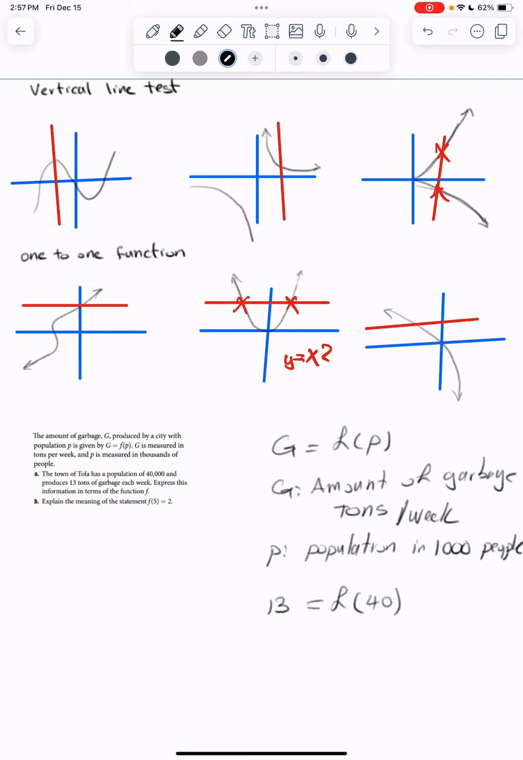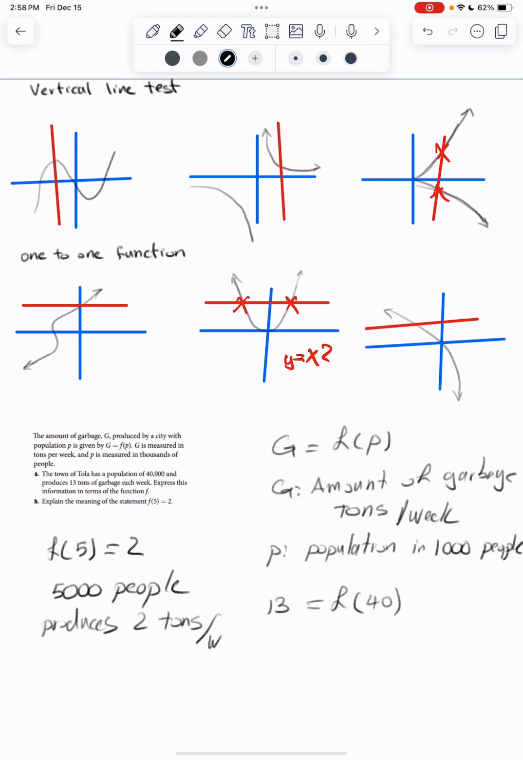B is asking, explain the meaning of the statement f of 5 equal to 2. Well, this is now easy because we did the reverse, right? That means that a city that has a population of 5,000 produces 2 tons of garbage per week. And that's the meaning.